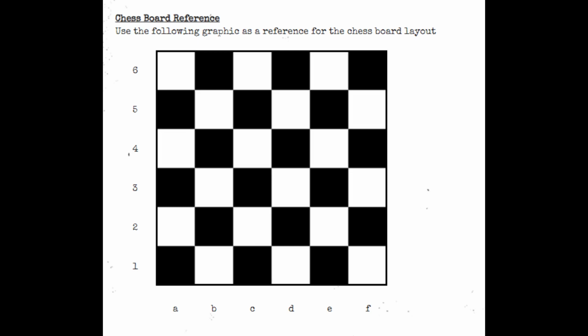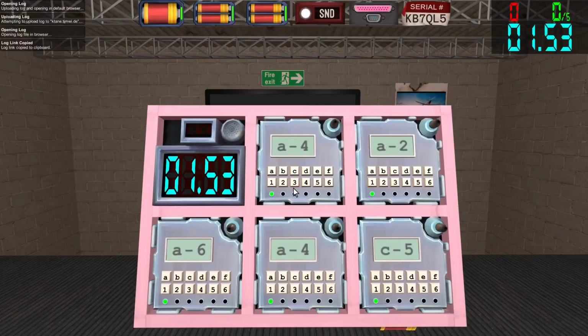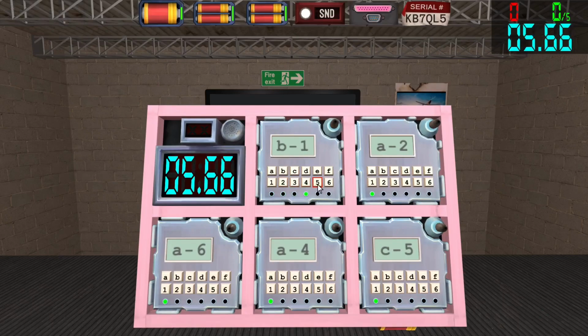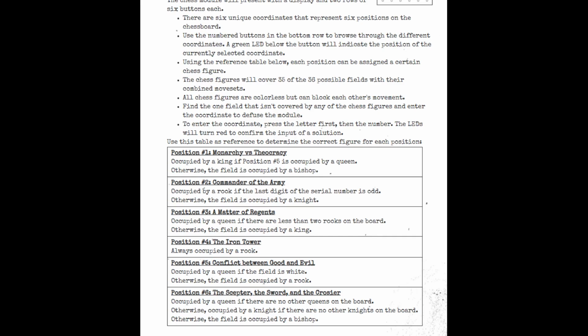Let's first find out what coordinates we have. We have A4, D6, F4, B1, A2, and C5. The order of these pieces matter, so it's important we go in order of what the module gives us. We know where the pieces go, now we have to figure out what the pieces are.